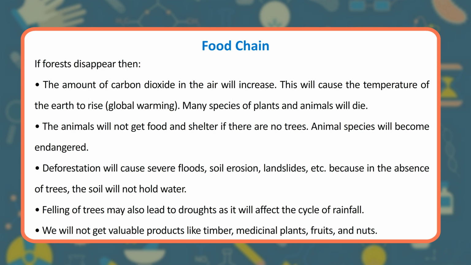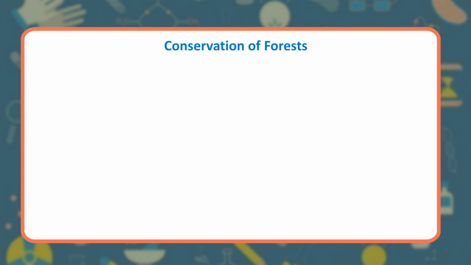Many species of plants and animals will die. The animals will not get food and shelter if there are no trees. Animal species will become endangered. Deforestation will cause severe floods, soil erosion, landslides, etc. because in the absence of trees, the soil will not hold water. Felling of trees may also lead to droughts as it will affect the cycle of rainfall. We will not get valuable products like timber, medicinal plants, fruits, and nuts.